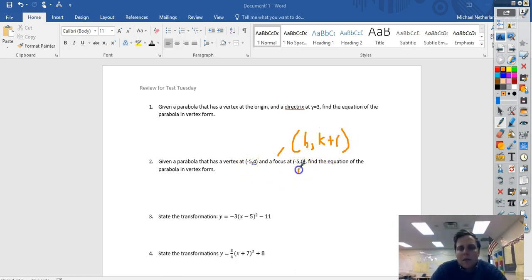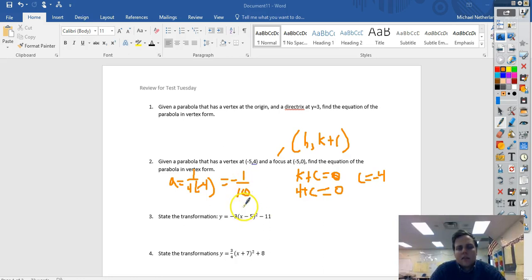Then we know k plus c is equal to the y value of the focus, and in this case we know the y value of the focus is 0. Then we already know that k is 4, so I can say 4 plus c is equal to 0. Subtract 4, so we know c is equal to negative 4. Well, once again, we're going to use the same information we did in the prior problem. We're going to use the idea that a is equal to 1 over 4c, and this time c is negative 4, so we know that that is equal to negative 1 over 16.